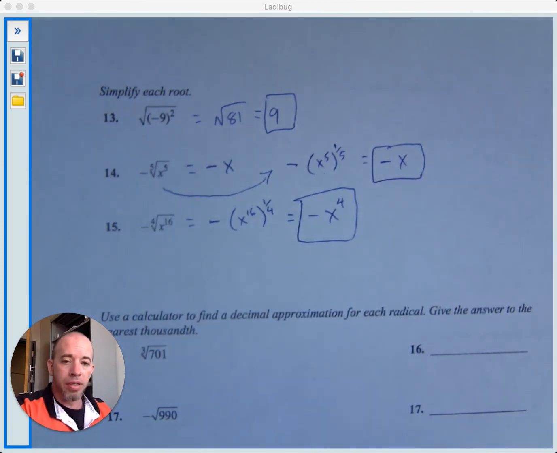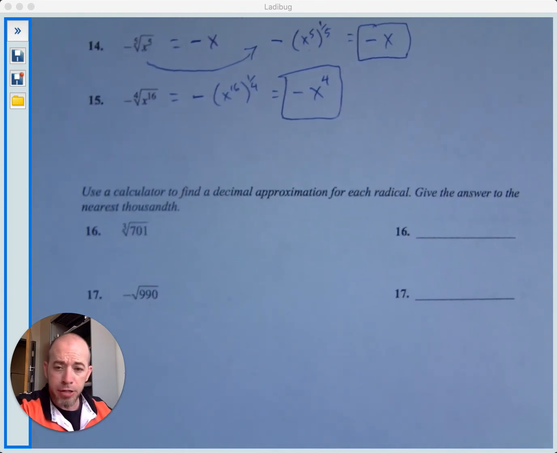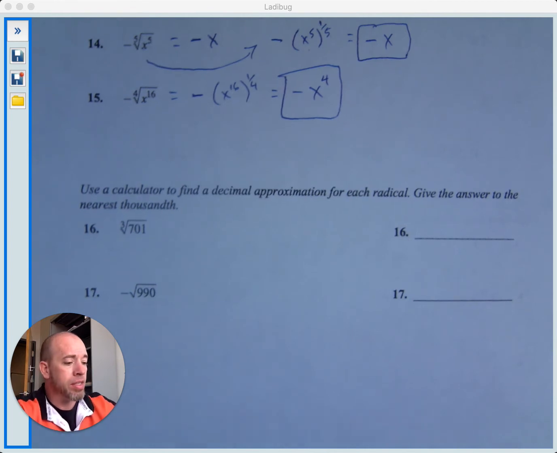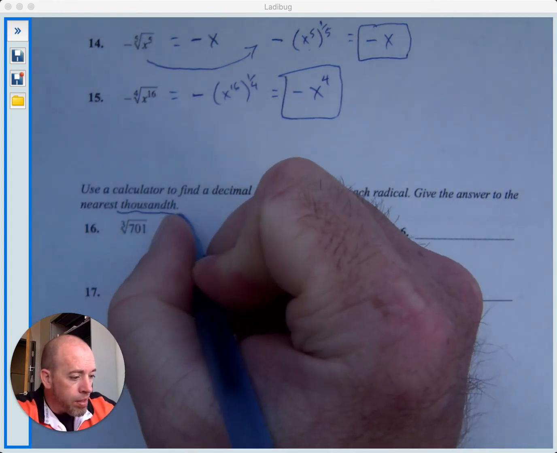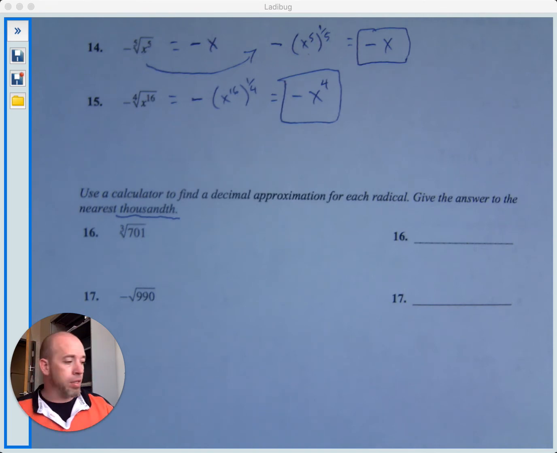Now the last two questions are the type that you may like the best. You're just asked to plug this into your calculator and find an approximation rounded to the nearest thousandth. Thousandth means, what, 3 decimal places, okay? Because you have tenths, hundredths, thousandths. That's 3 decimal places. So we take the cube root of, what happened to my calculator?